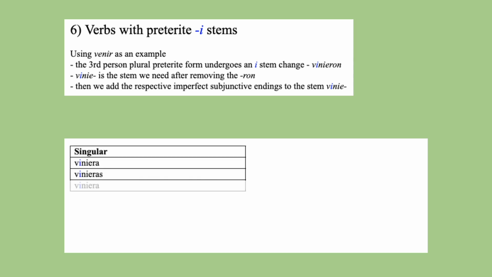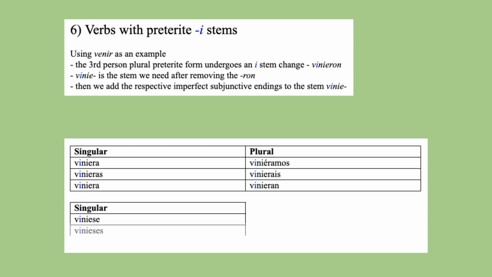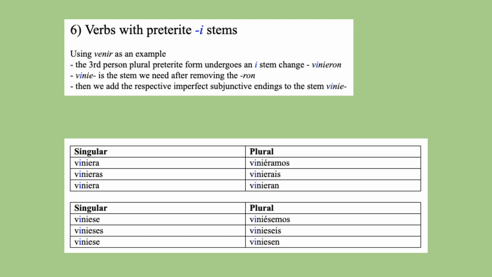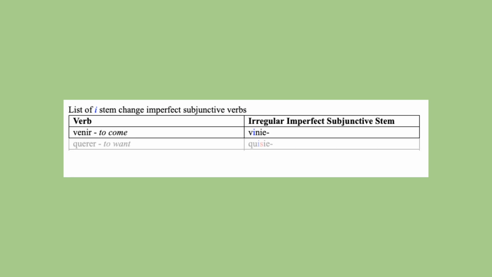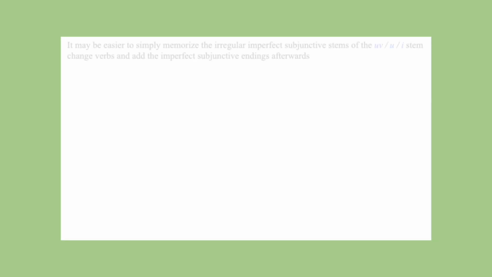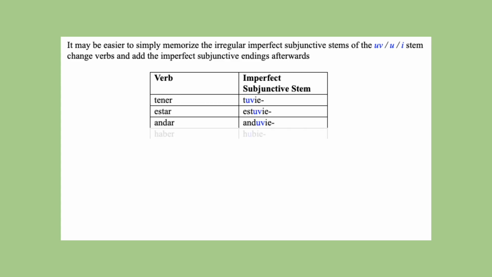Viniera, vinieras, viniera, viniéramos, vinierais, vinieran. Viniese, vinieses, viniese, viniésemos, vinieseis, viniesen. These are the imperfect subjunctive stems for those verbs with a preterite I stem change. It would probably be easier if you just memorize the imperfect subjunctive stems for those preterite stem change verbs.